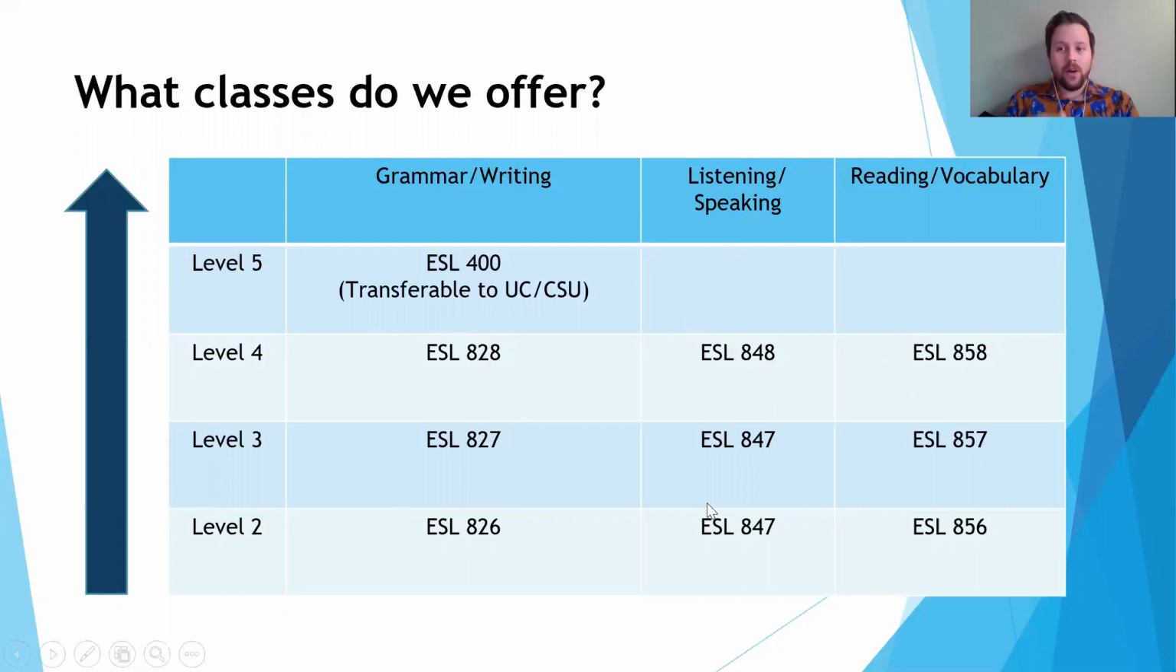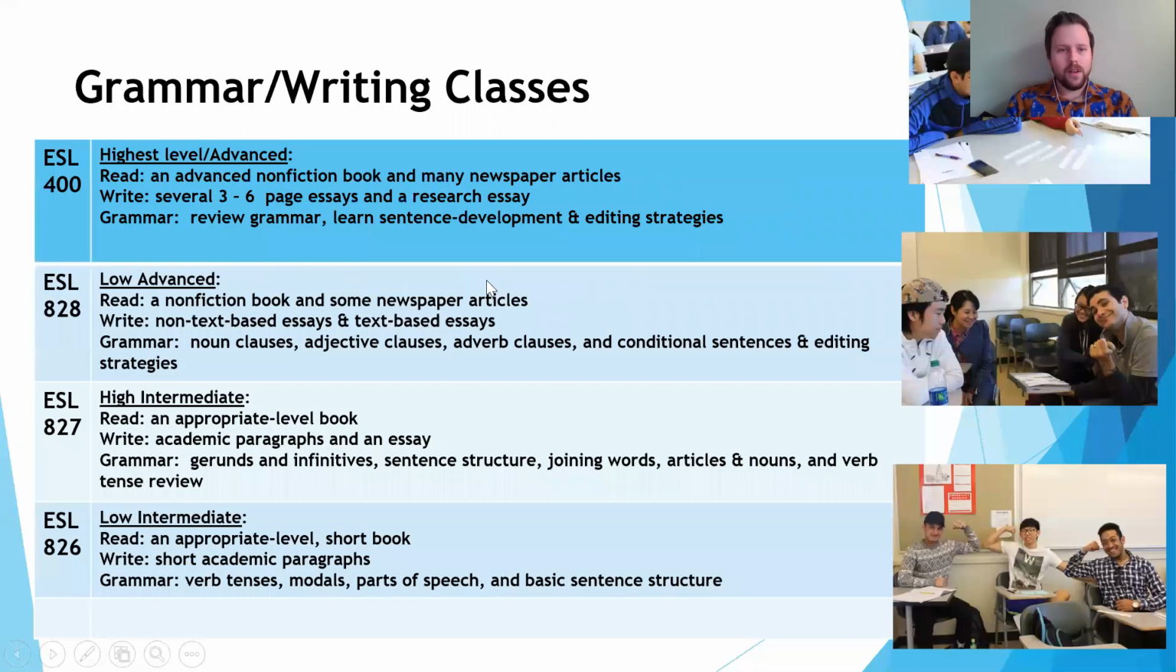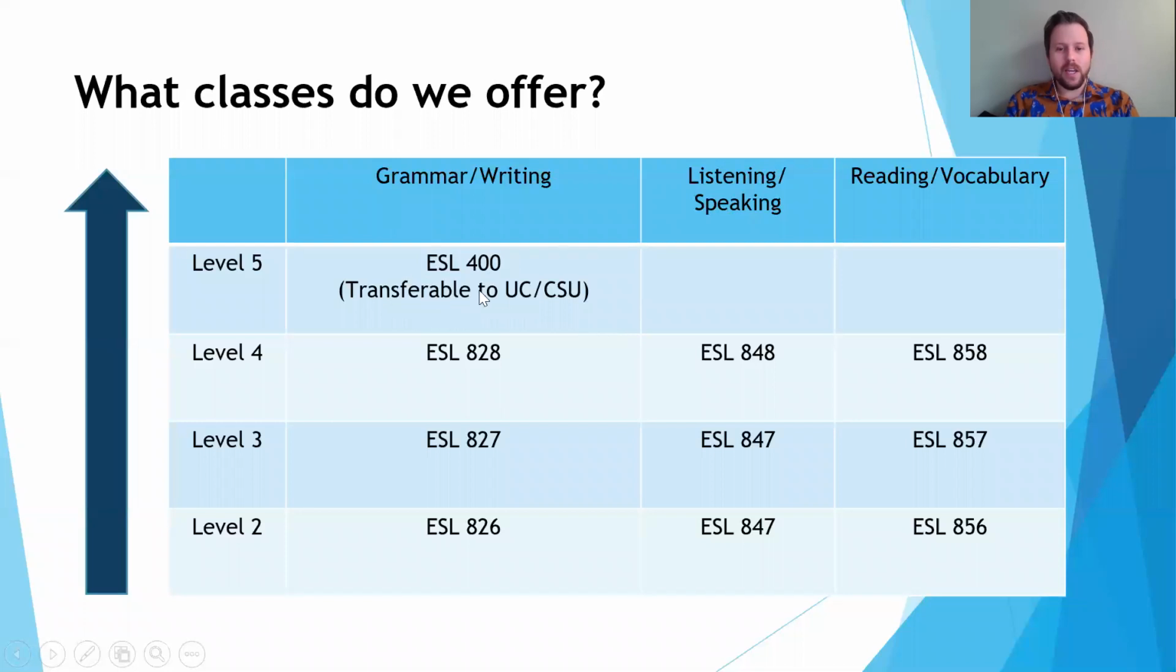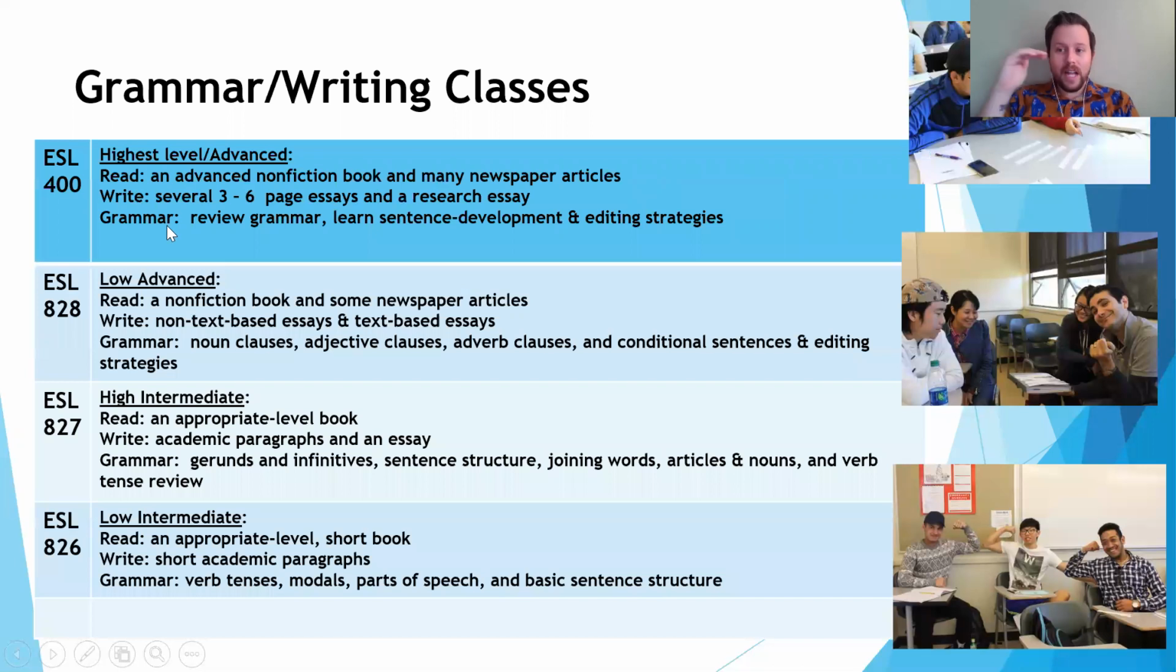Now let's talk about what is taught in each of these classes. So for our grammar and writing classes, we have classes that range from low intermediate all the way until high advanced. Our ESL 400 class is a UC transferable course, as you can see right here, transferable to UC and CSU. And this is the last class before students transfer to English 100 or English 105.